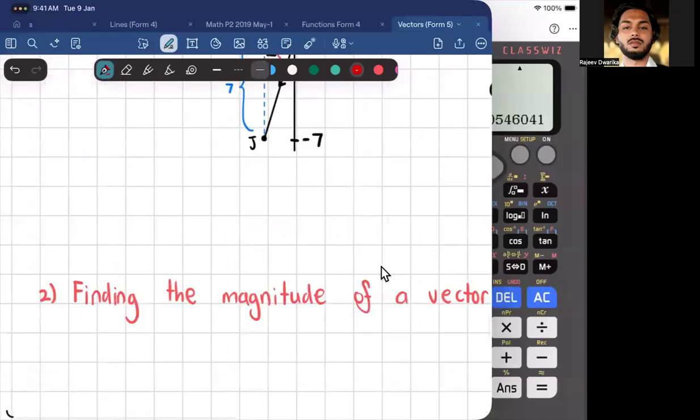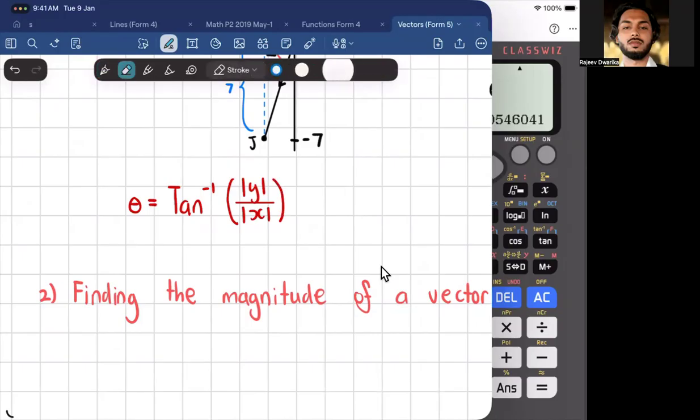So guys, the final formula, anytime they ask you to find theta, is simply tan inverse of the absolute value of y, so whatever y is, the positive value of it, all over the absolute value of x. Whatever the value for x is, you just put positive instead of negative. That's all. That's it.